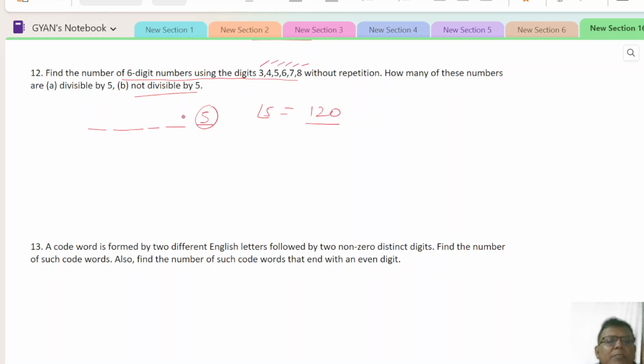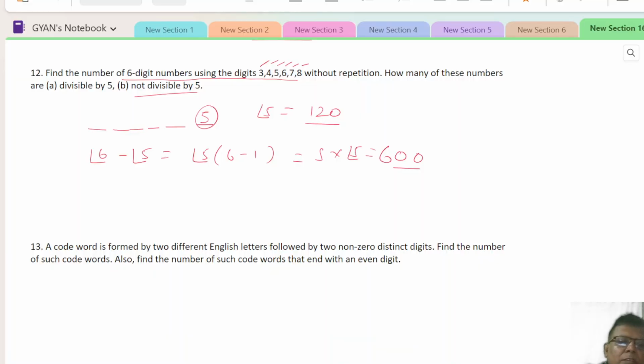How many are not divisible by 5? The total numbers will be factorial 6 and divisible by 5 is factorial 5. So factorial 5 times 6 minus 1, that is 5 into factorial 5. So that is equal to 600.